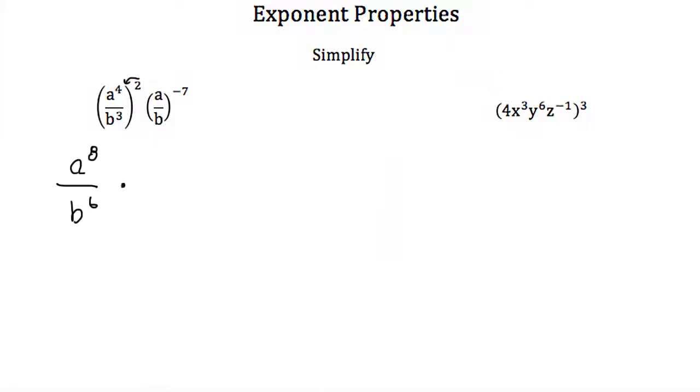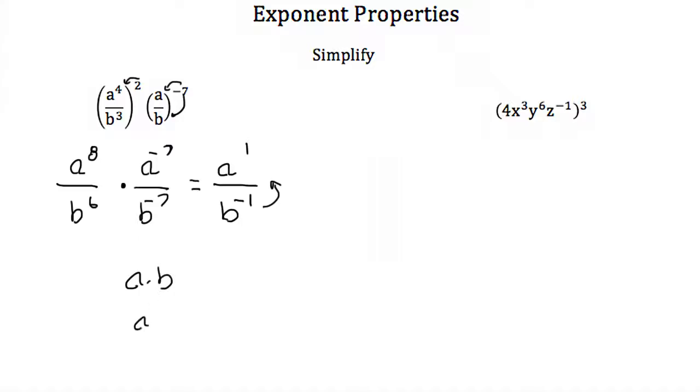Now we're also going to multiply this by bringing the 7 inside: a to the negative 7th over b to the negative 7th. Now when I multiply two of the same terms, I have a to the 8th and a to the negative 7th, I can add the exponents. So this becomes a to the 1st. And then 6 plus a negative 7 becomes b to the negative 1st. Well, then I'm going to bring this b up to get rid of this negative exponent. And this simplifies down to a times b, or just ab.